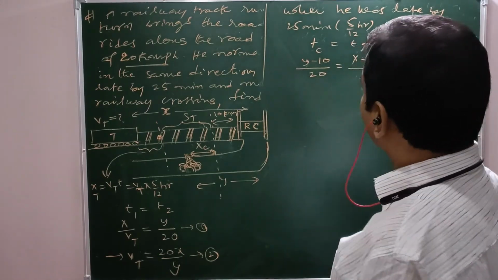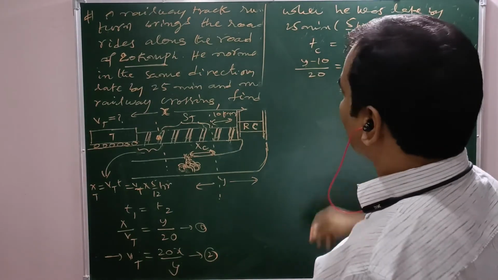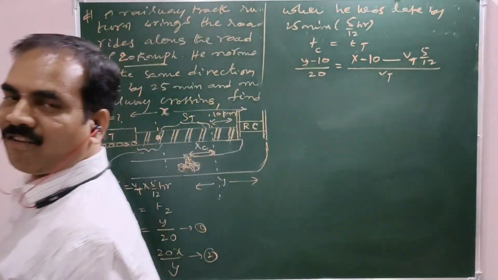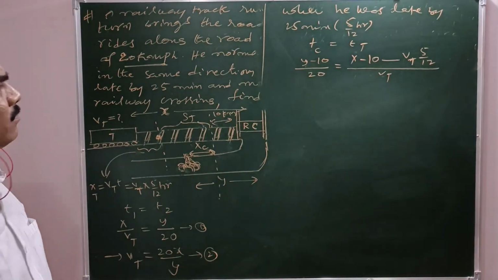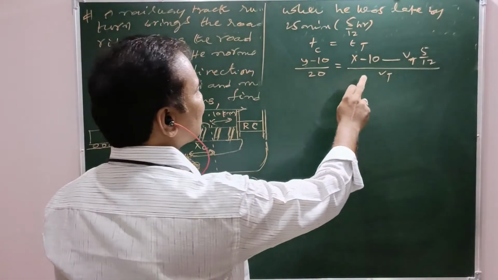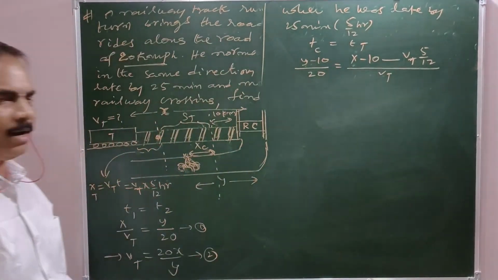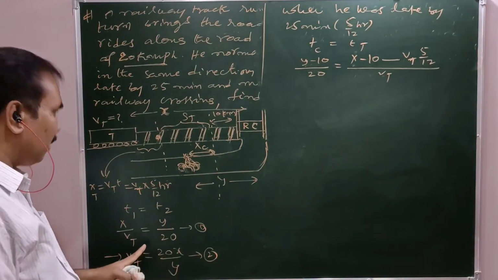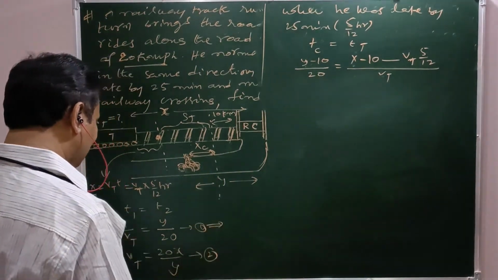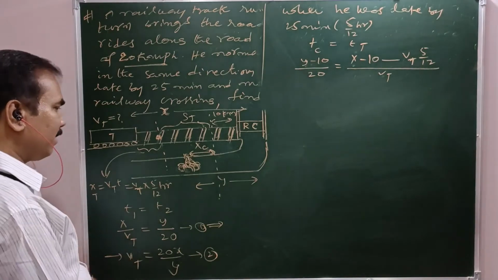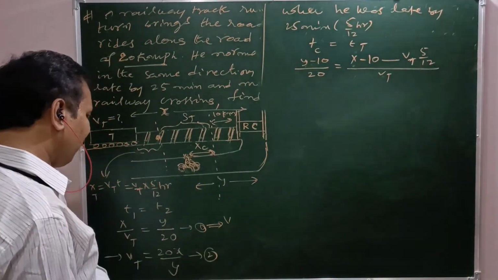divided by speed. Speed means what? Unknown, Vt. That only we need to find. What is the speed of the train? That is the question. Now see, three unknowns are there. X is unknown, Y is unknown, Vt also unknown. So here, eliminate Vt. From 1, Vt means 20x by y.